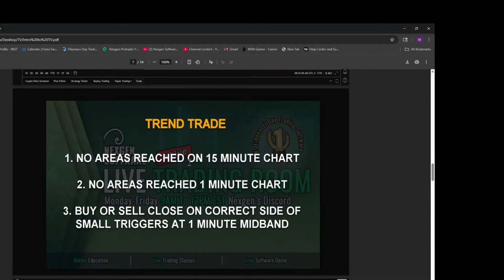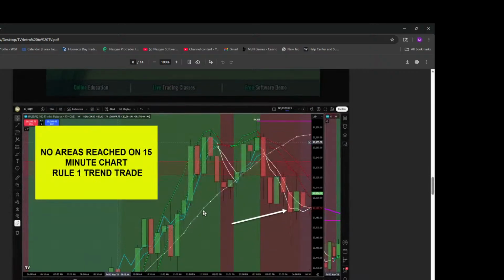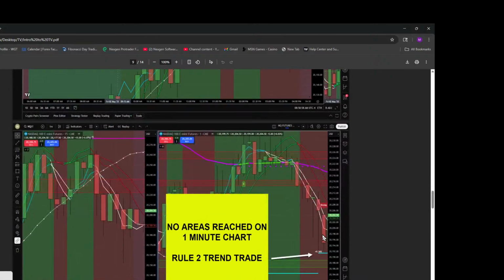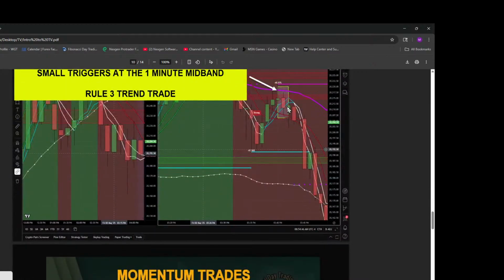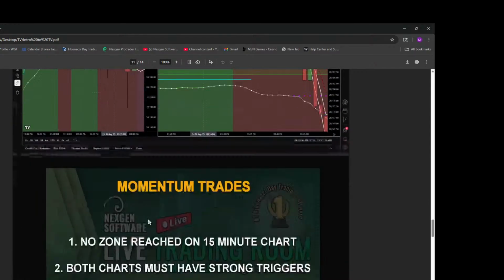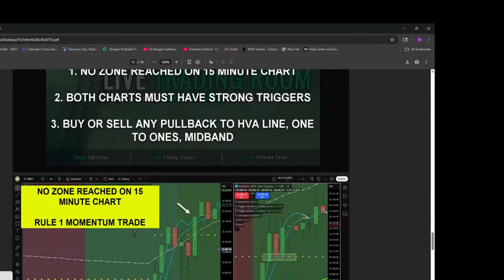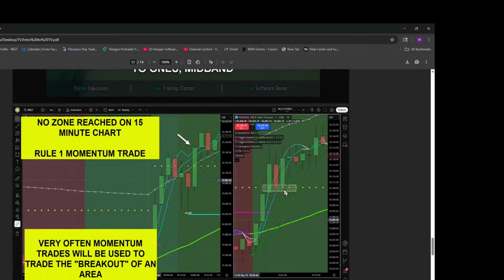The trend trade, no areas reached, buy or sell a close on the correct side of the triggers. Clear path, sell a close on the correct side of the triggers. And then the momentum trades, guys. When everything is screaming in the direction of the trade, let it snap back and buy. We've seen quite a few of those today. So those are all there for you.